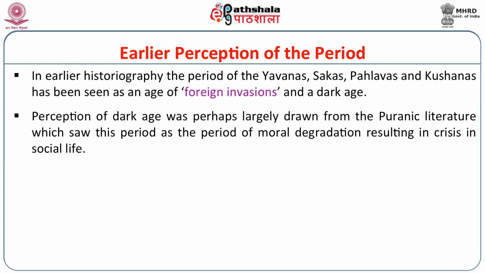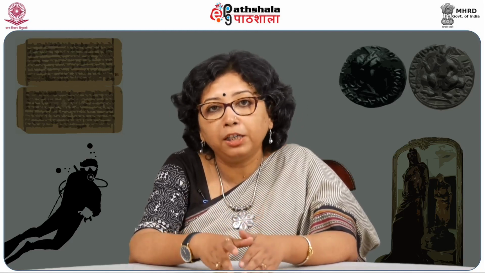Even A.L. Basham, in his famous book The Wonder That Was India, has a chapter and it calls this period a dark period. So it was largely drawn from the Puranic literature, which saw this period as the period of moral degradation resulting in crisis in social life. This is the Kali Yuga crisis which we find in the Puranic literature. We have the Yuga Purana and the Gargi Samhita, which talk about the crisis and the perception of a dark age.